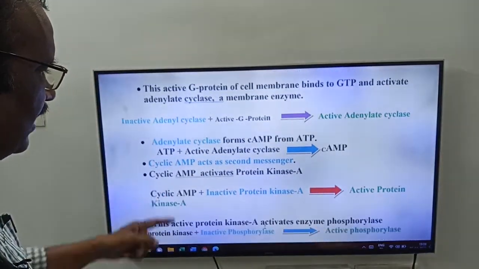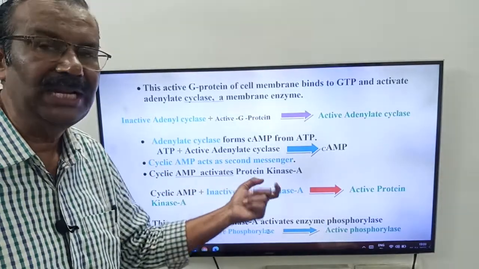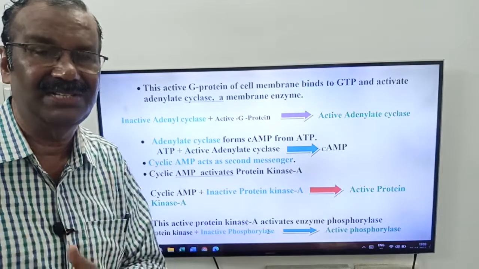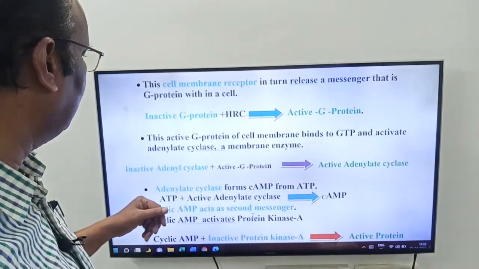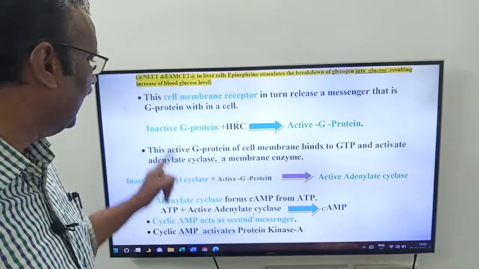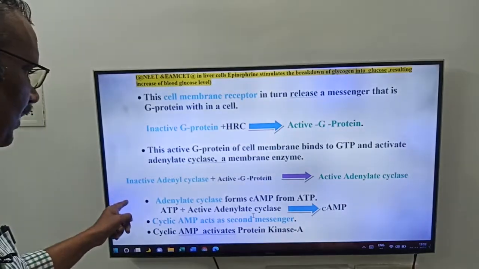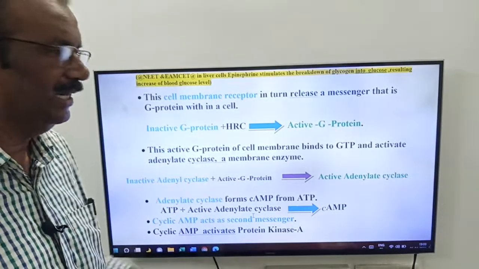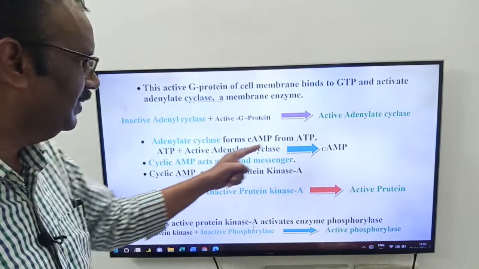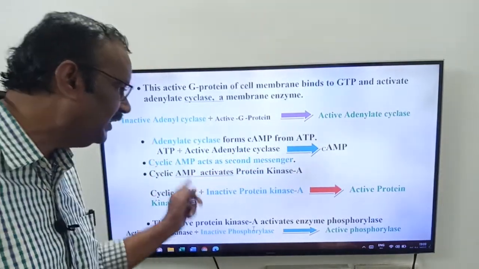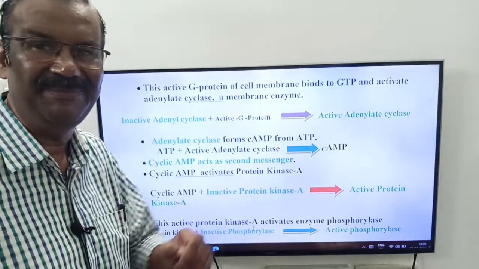This cyclic AMP acts as a second messenger, you know it, friends. The cyclic AMP activates protein kinase. See, friends, it's cascading reactions, one after the other. First, HRC activates inactive G protein into active G protein. Active G protein activates inactive adenylate cyclase into active adenylate cyclase. Active adenylate cyclase forms cAMP. The same cAMP activates one more substance, that is protein kinase A.